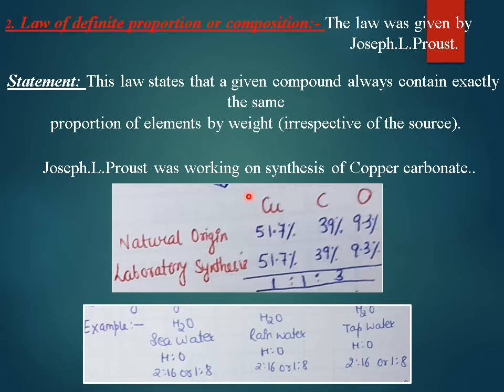Let me give you another example. Let's say I have water. I've taken water in a beaker, which is sea water, another beaker with rainwater, and a third beaker with tap water. Now water will remain water, which is H2O. In each case there would be two atoms of hydrogen and one atom of oxygen. That means the mass ratio of hydrogen to oxygen, that is 2 is to 16 or 1 is to 8, will remain the same in each case.